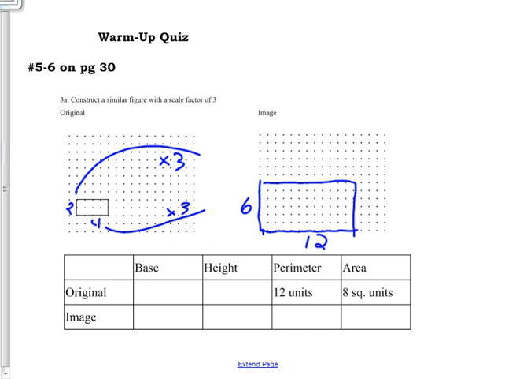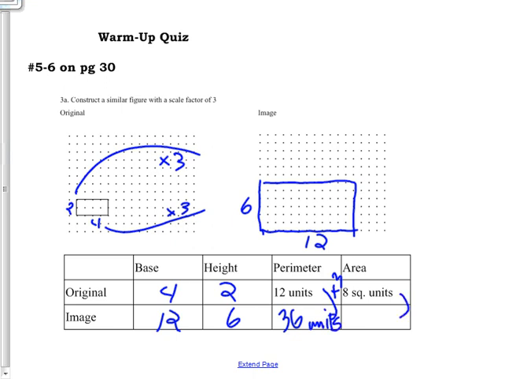All right. Our original base was 4. Height was 2. Base is 12. Height is 6. That's going to be our scale factor in the new lengths. Now, right here, our perimeter. If we know that it's at a scale factor of 3, we're just going to multiply that times 3. So we know even without multiplying it, it's going to be 36 units. That's going to be our perimeter.